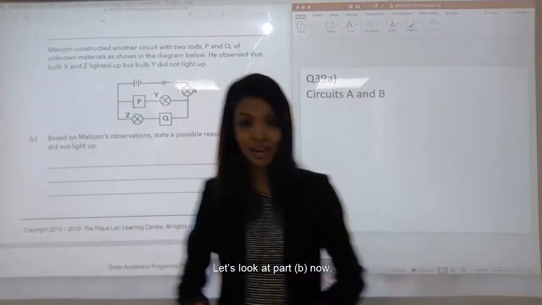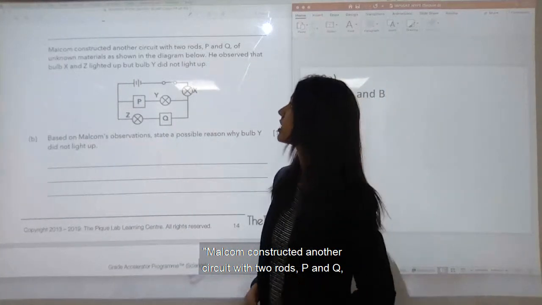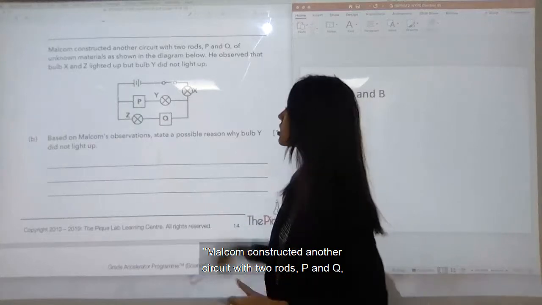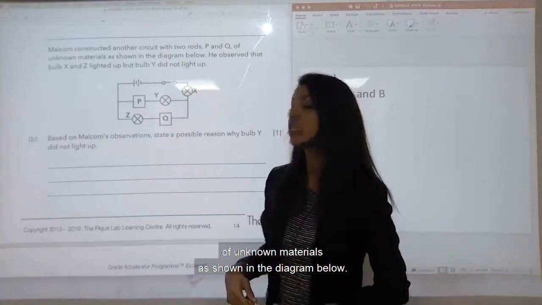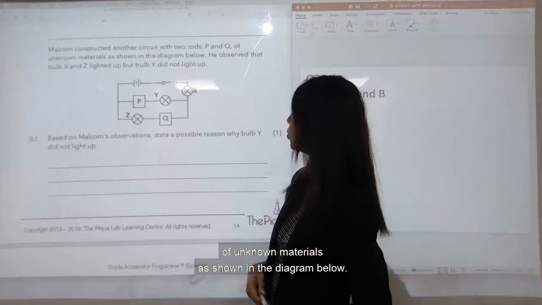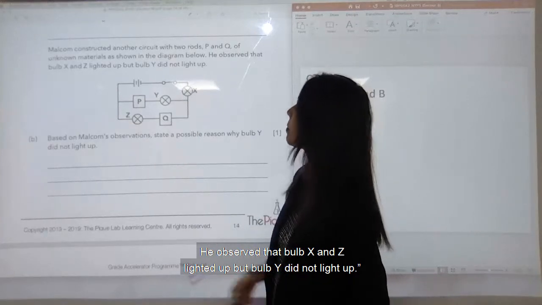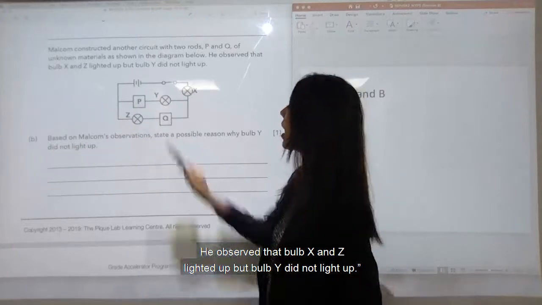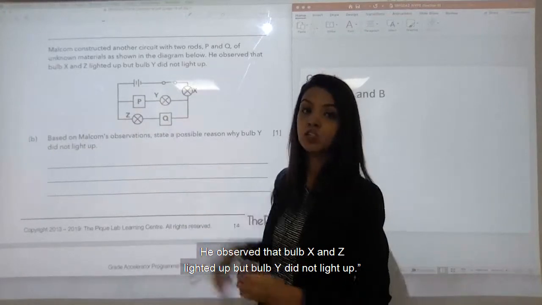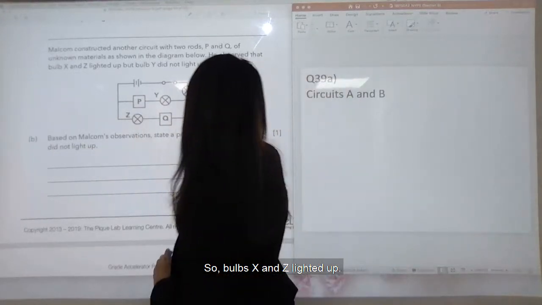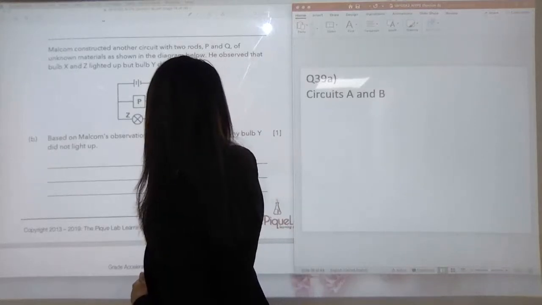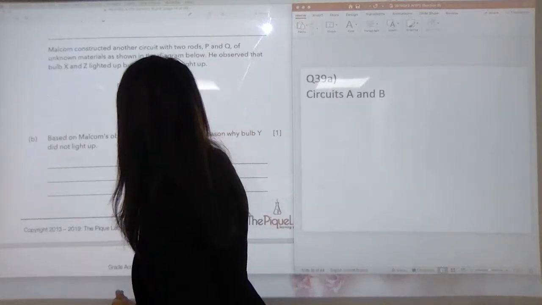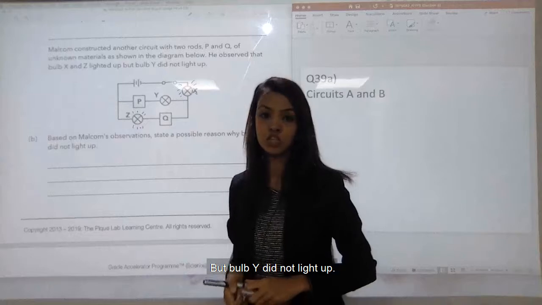Let's look at part B now. Malcolm constructed another circuit with 2 rods P and Q of unknown materials as shown in the diagram below. He observed that bulbs X and Z lighted up, but bulb Y did not light up.